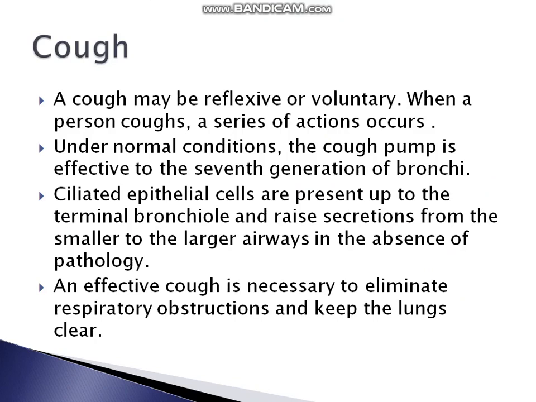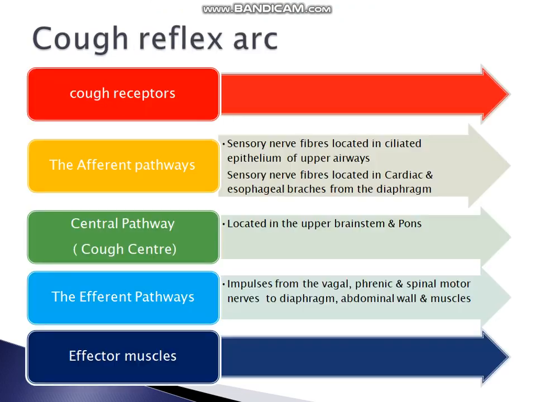Ciliated epithelial cells are present up to the terminal bronchiole and raise secretions from the smaller to the larger airways in the absence of pathology. An effective cough is necessary to eliminate respiratory obstructions and keep the lungs clear. Now, the cough reflex arc, how does it work?